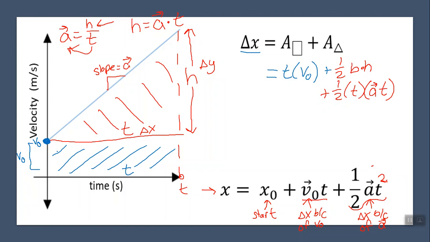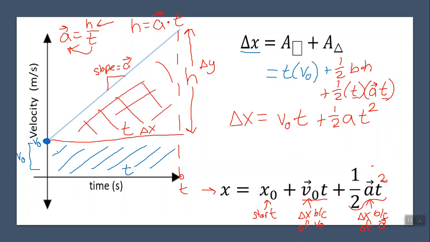This is a little messy looking, so I'm just going to simplify this to 1/2. I'm going to pull the a over here. Now we have one time times another time. If you look at that, oh, this is where that 1/2 at squared comes from. So now we have this relationship: the displacement of the object is equal to the area of the rectangle, which is initial velocity times time, plus the area of this triangle, 1/2 at squared. And this is almost there.